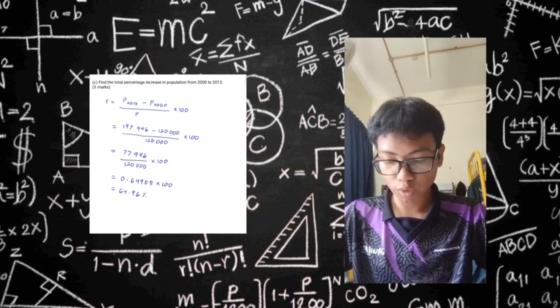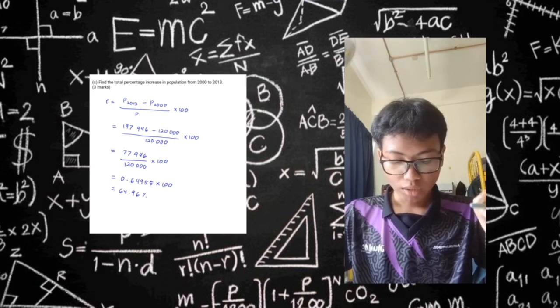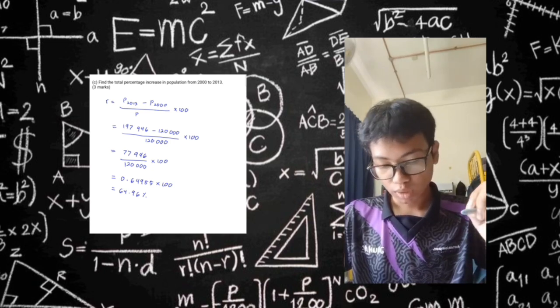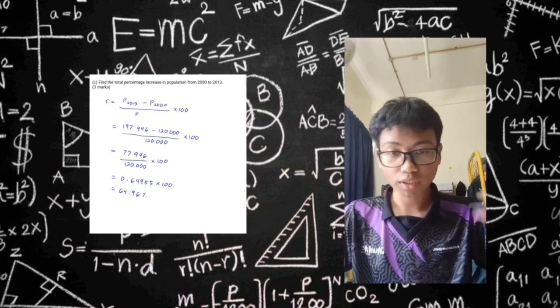So the formula we use is R equals P 2013 minus P 2000 over P times 100. So you just bring the information into the formula: 197,946 minus 120,000 over 120,000 times 100. So the final answer you will get is 64.96%. This is the total percentage increase in population from 2000 to 2013. And so from me, I will pass it to my friend.